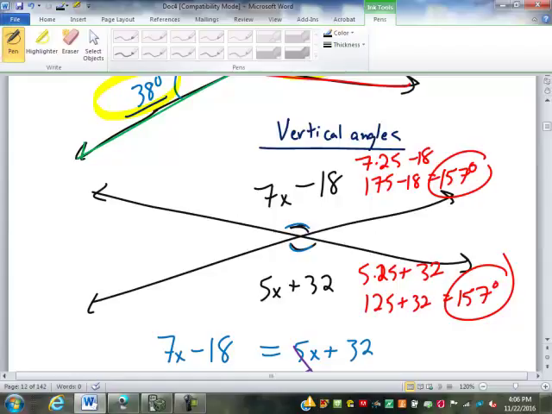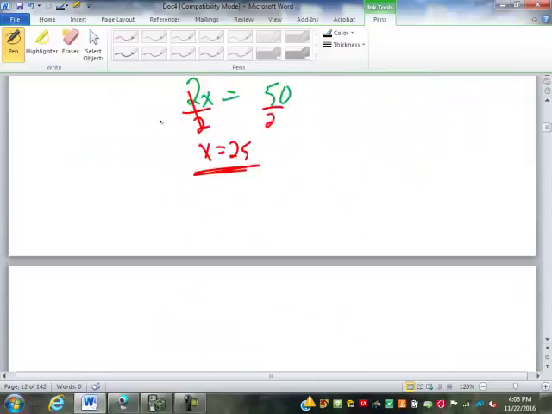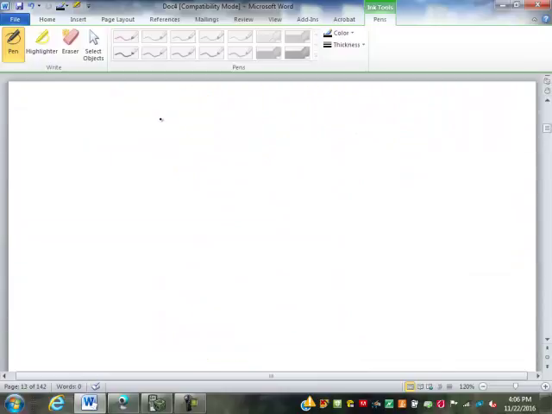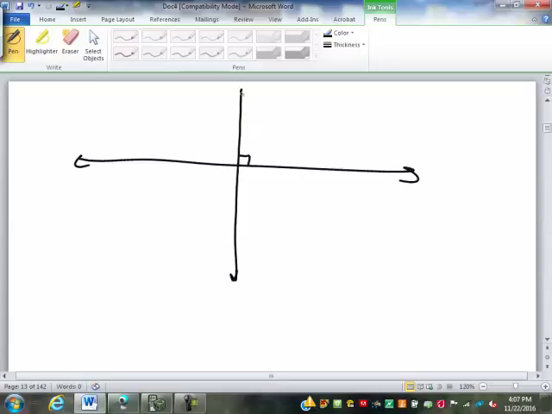How many of you got 157 degrees? A couple of you? Okay. Well, there are some more relationships that we can talk about based on these. We talked about complementary angles and right angles. There's a term called perpendicular.